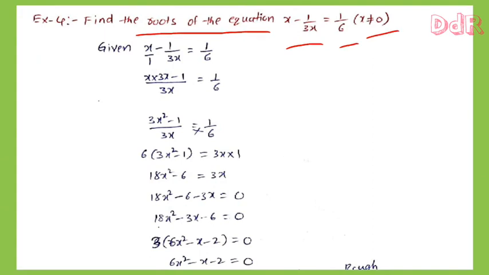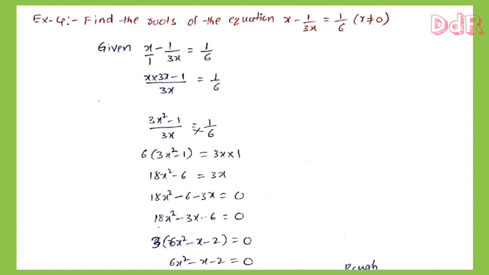where x not equal to 0. See here, the given equation is not in the standard form of a quadratic equation, so we have to simplify it first of all. So before finding the roots, let us simplify this equation. How to simplify? I am writing x as x by 1 minus 1 by 3x equals 1 by 6. Now the LCM of 1 and 3x is 3x.